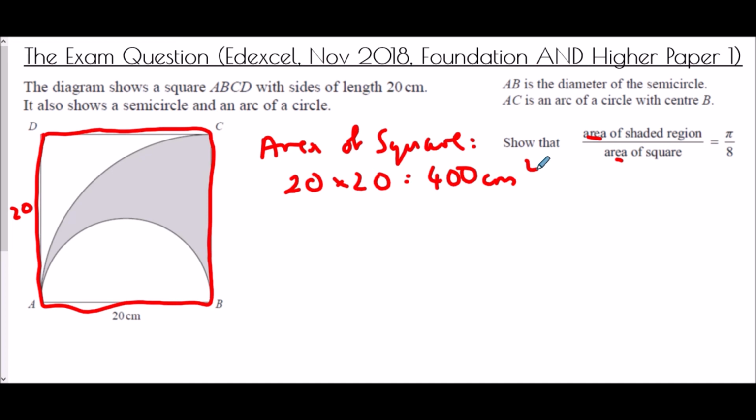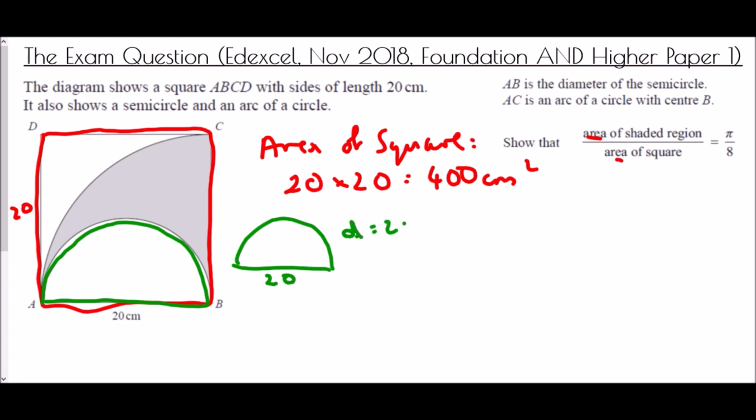Now that on its own would be worth a mark. But then all I want to think about is, can I work out the areas of these pieces of circle? Well, let's go with the unshaded section. So this semicircle. In this semicircle, what do we know? Well, we know that this length along the bottom is 20. Now that is the diameter. So diameter in this case is 20. So what is the radius? Well, the radius would have to be 10.